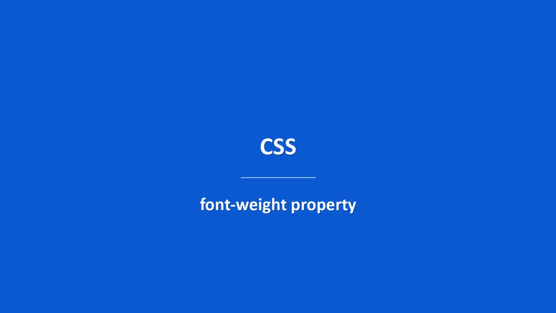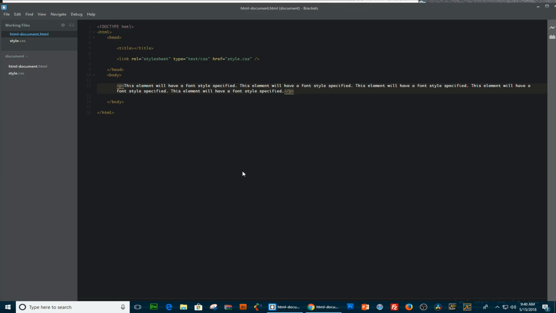In the previous lecture, we learned about font style. In this lecture, we're going to learn about font weight. So the font weight specifies the weight of the font. There are several values. Some of them are letter keywords and some of them are numeric keywords. The letter keywords, of course, are very easy to remember, such as normal, bold, bolder, and lighter.